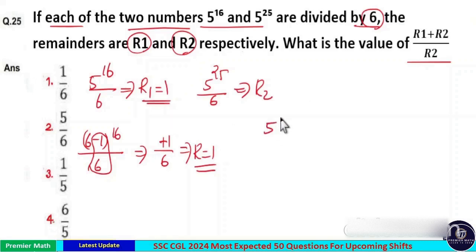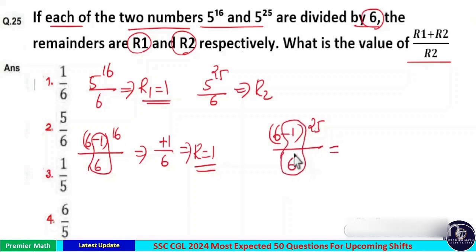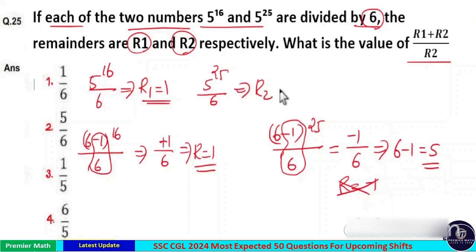Same way 5 raised to 25. So I'll write it as 6 minus 1. (6 minus 1) raised to 25 divided by 6. Here 6 raised to 25 by 6, there is no remainder. But minus 1 raised to 25. Minus 1 raised to 25 is minus 1. So minus 1 by 6. So the remainder cannot be minus 1. This is wrong. So 6 minus 1, 5 is your remainder. So R2 is equal to 5 here.